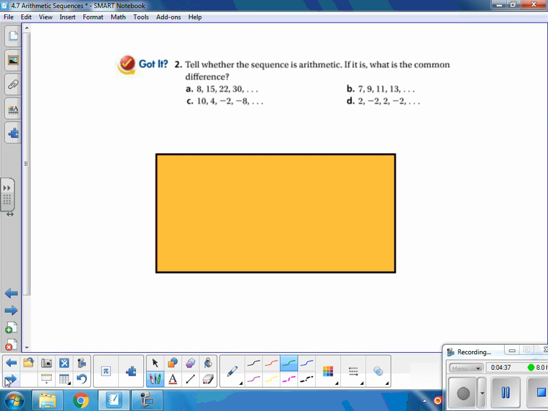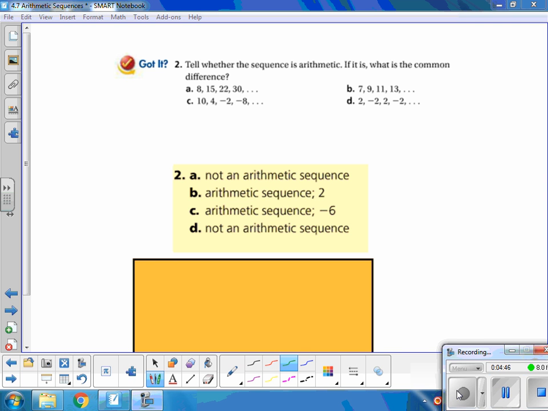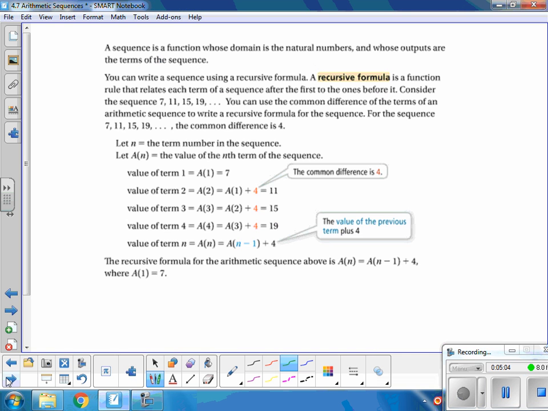All right, I would like you to give it a try on these ones. Press pause and determine which of these are arithmetic sequences. A is not an arithmetic sequence. B is. It's going up by 2's each time. C is. It's minus 6 each time as it goes along, and D is not an arithmetic sequence. So just looking for a pattern to identify it.